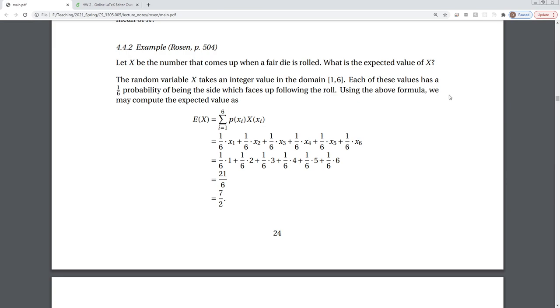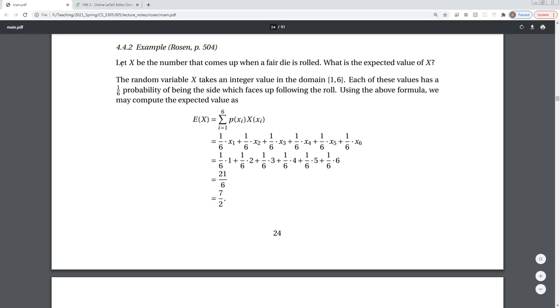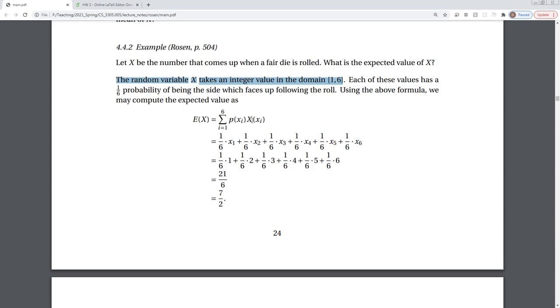There's a way to take an average of that deviation, right? So how much did you miss on average? Let X be the number that comes up when a fair die is rolled. What is the expected value of X? It's right in the middle. So we add up all of the possible outcomes, right? The random variable X takes on an integer value, 1 through 6. It's important to look at the examples so that you demystify the terminology.